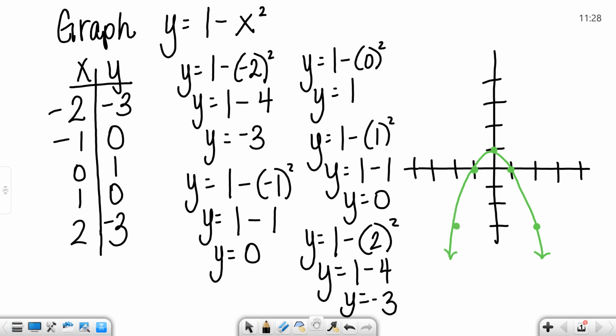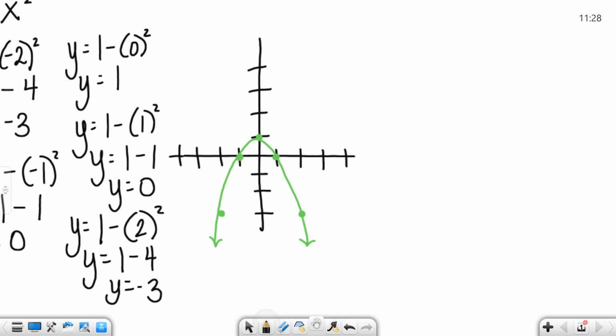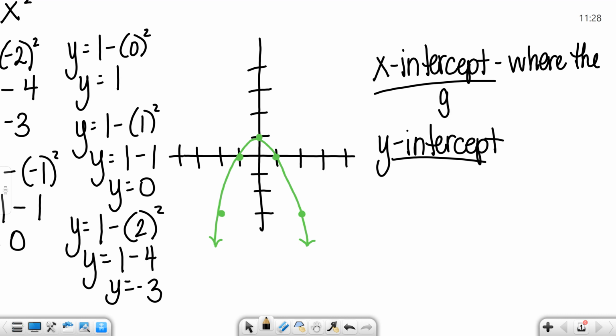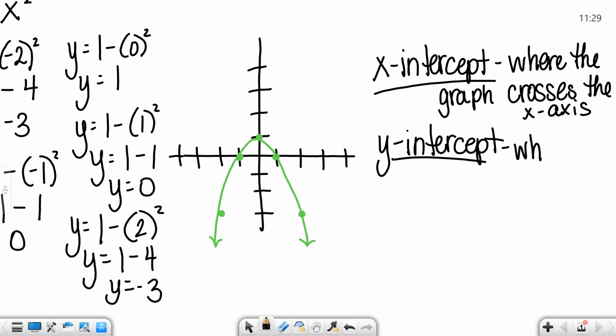All right, while we have this graph up here, we're going to do a couple of other things with this graph. We are going to look at an x-intercept and a y-intercept. Intercepts, in this case an x-intercept, is where the graph crosses the x-axis. And so a y-intercept would be where the graph crosses the y-axis.